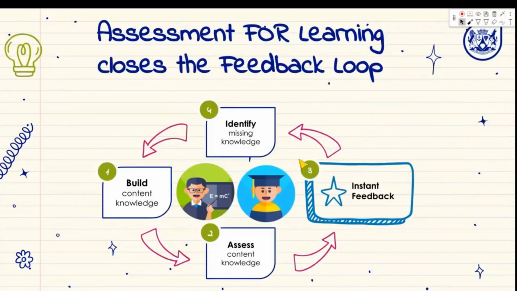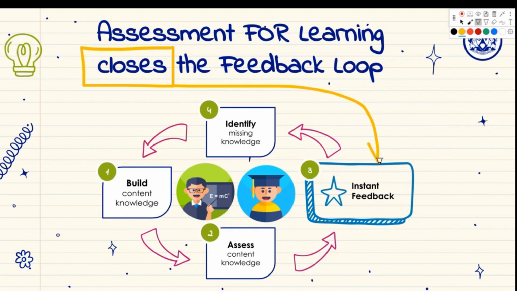So the critical thing is what we want to do is assessment for learning. As you can see, it closes the feedback loop. Critical thing, it actually closes it. And how does this assessment for learning idea try to close? It tries to give us instant feedback. Because we cannot build the feedback loop on summative assessment.